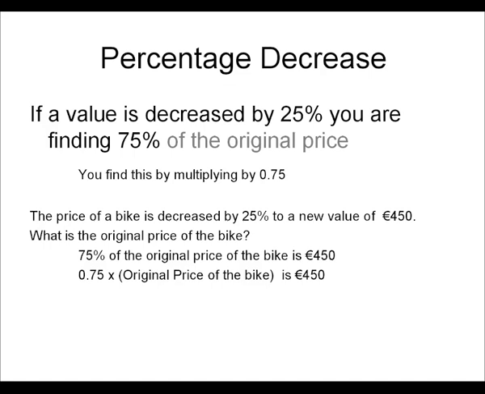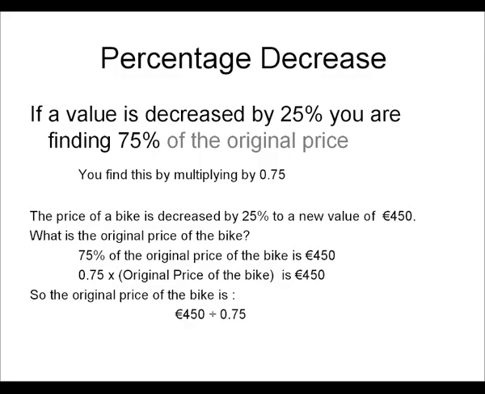If I want to go back to what I started with, I do the opposite of multiplying by 0.75. I undo what I did. The reverse of multiplying is dividing. So the original price of the bike is 450 divided by 0.75. And unfortunately, I didn't write the answer there, which I believe would be 600.